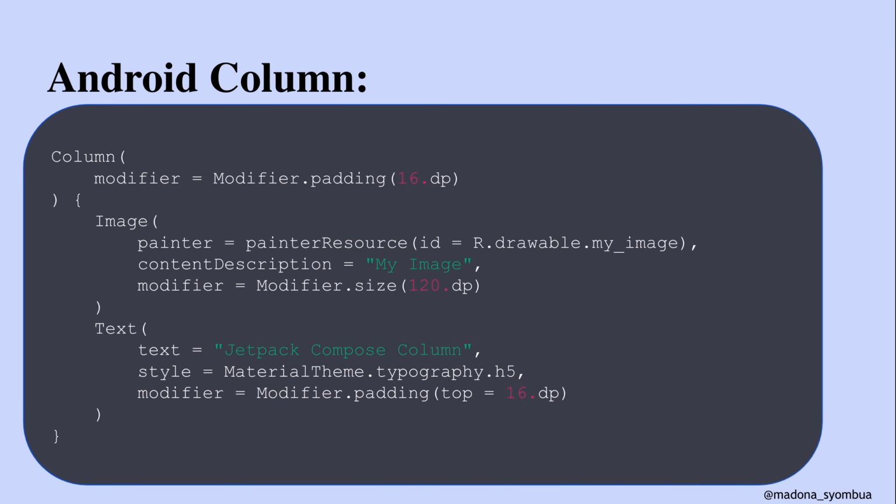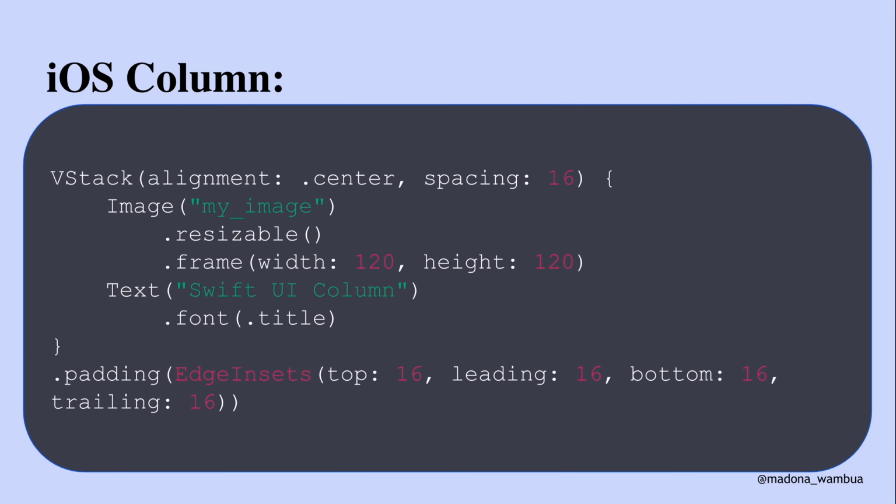Now let's just look at how columns are made in Android. So in Jetpack Compose, the column component is used to arrange child components vertically or any way you would want to. Now, the image component is used to display an image, and the text component is used to display a text. The modifier parameter, again, is used to set the layout properties of the column and its child components, such as padding and size and other things. And as you can see there, we just have an image that is already included in the column and the text. Now, in SwiftUI, this is how they do it.